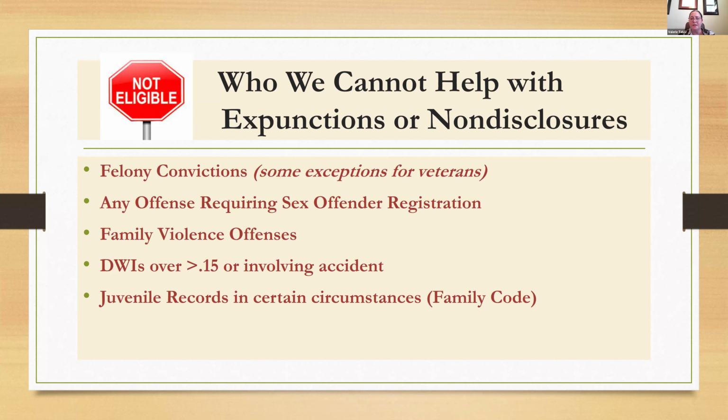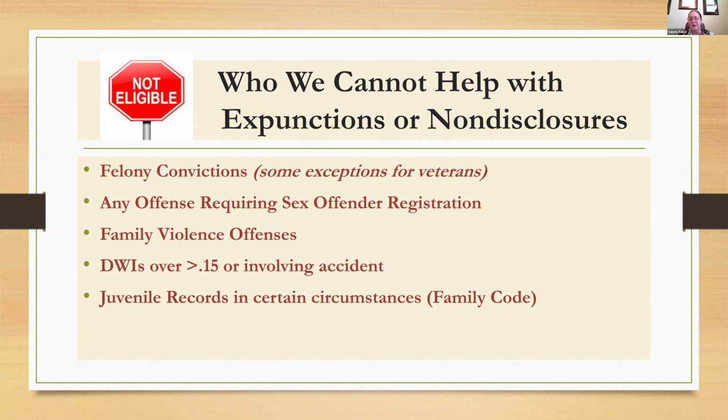DWIs, now this is a new rule. You used to never be able to get DWIs non-disclosed or expunged from your record. However, in these days and times, as long as the DWI was not over a 0.15, so not double the legal limit, which is 0.16, or involving an accident, these days you can do a non-disclosure on a DWI.